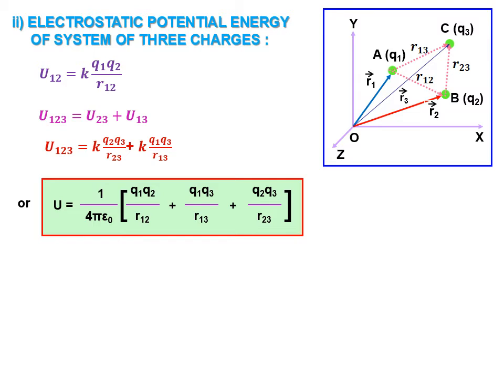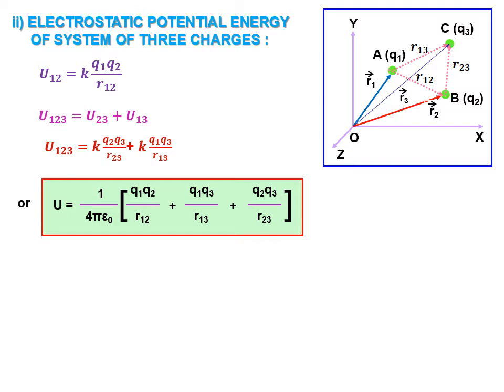You have taken the common factor. What is the first term? Q1 Q2 upon R12. Then you have two more terms, Q1 Q3 upon R13 and Q2 Q3 upon R23. Okay, so this represents the potential energy of a system of 3 charges.